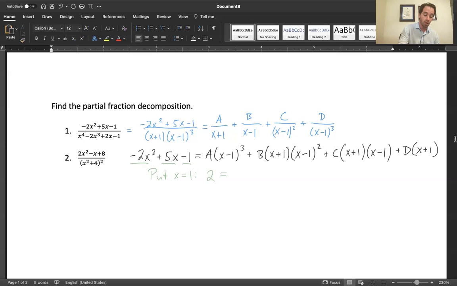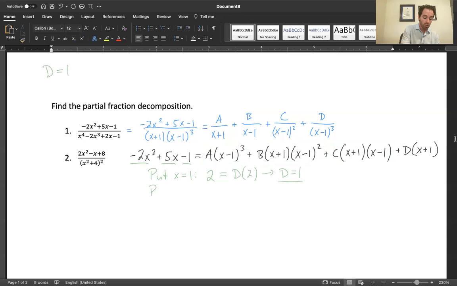If I put in x equals 1, then this is 0, this is 0, this is 0, and this is the only term that survives, right? So if I put in x equals 1, I'm turning the right-hand side into something very easy. It becomes d times 2. Divide by 2, and I get that d equals 1. So d equals 1. I'll put that up here to keep track of it.